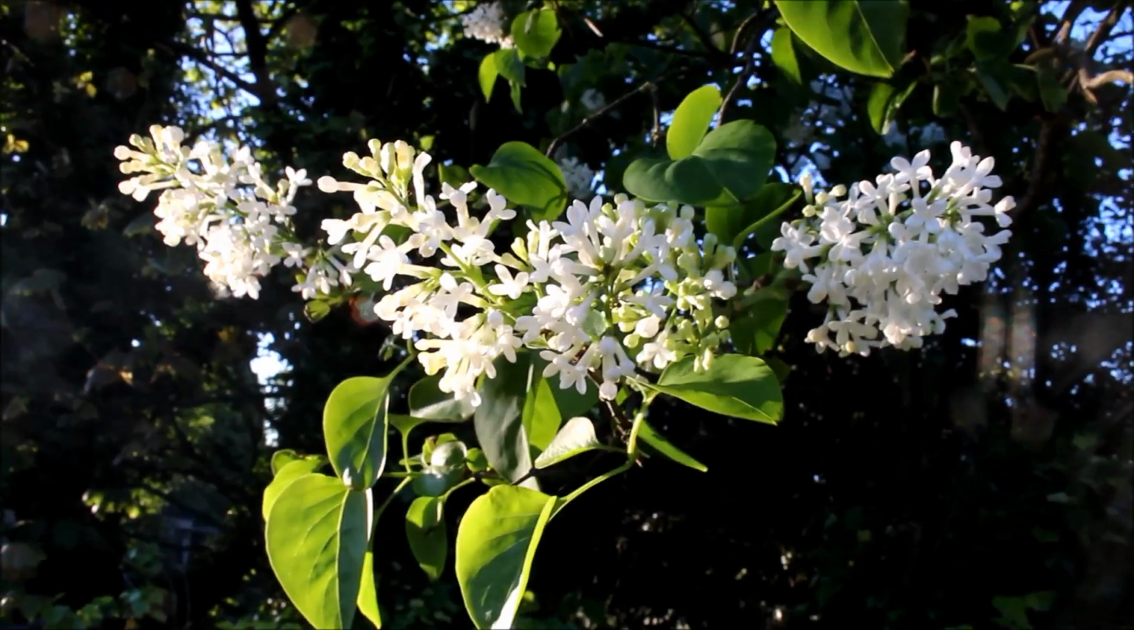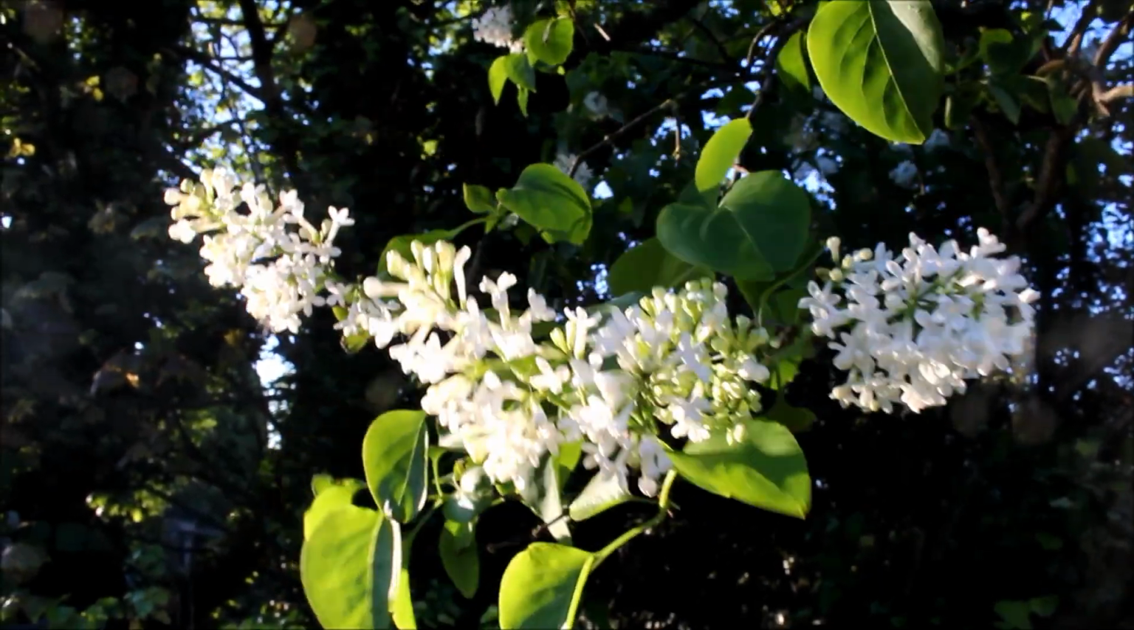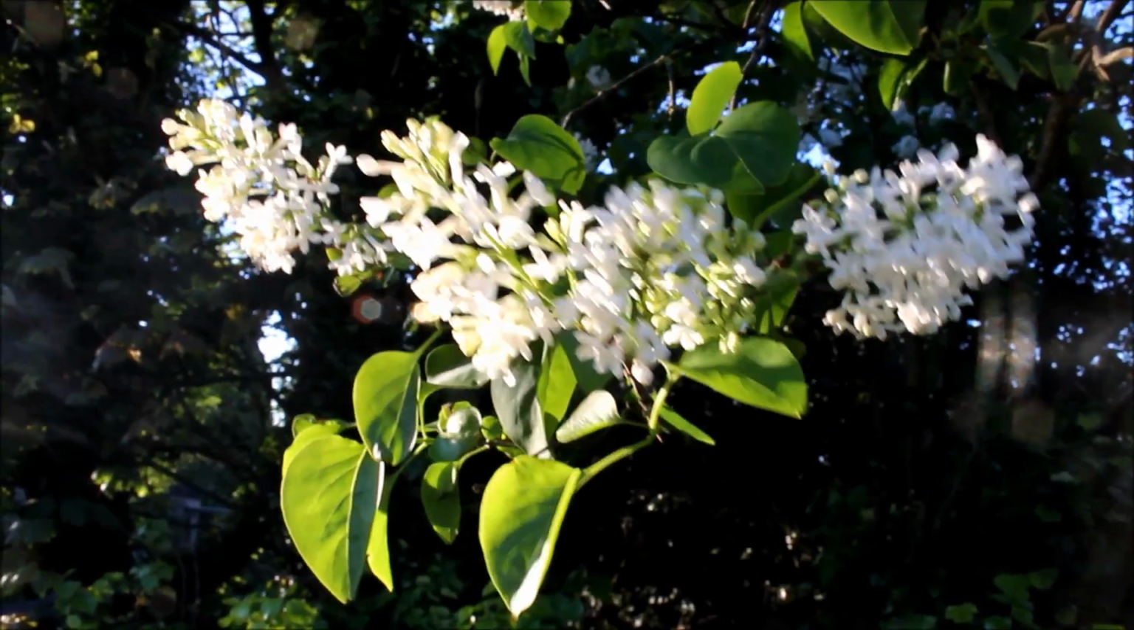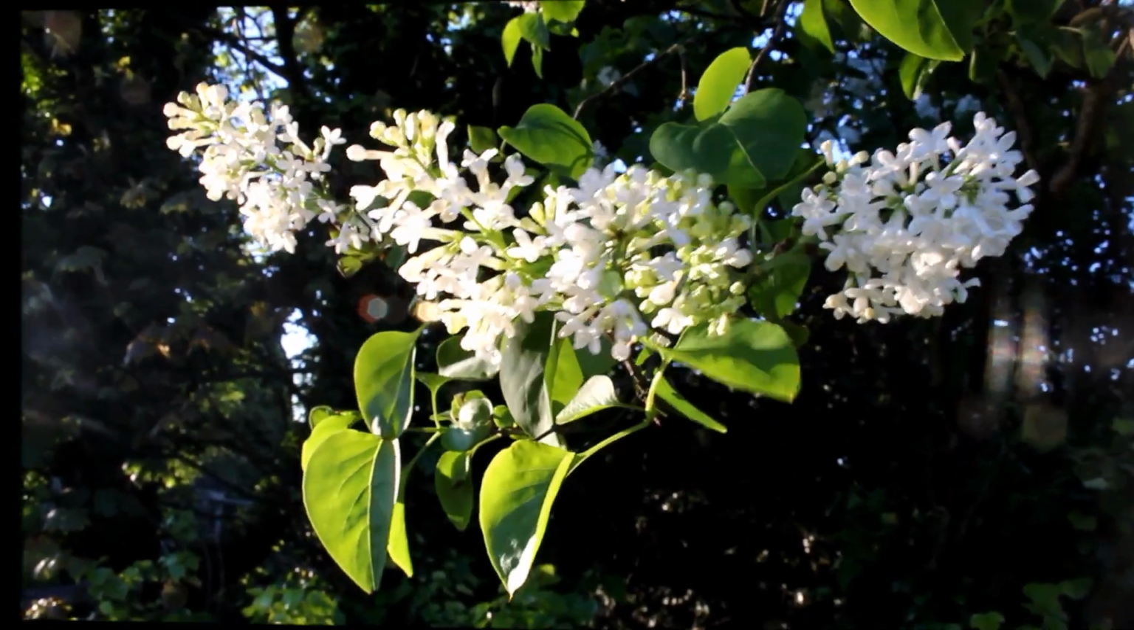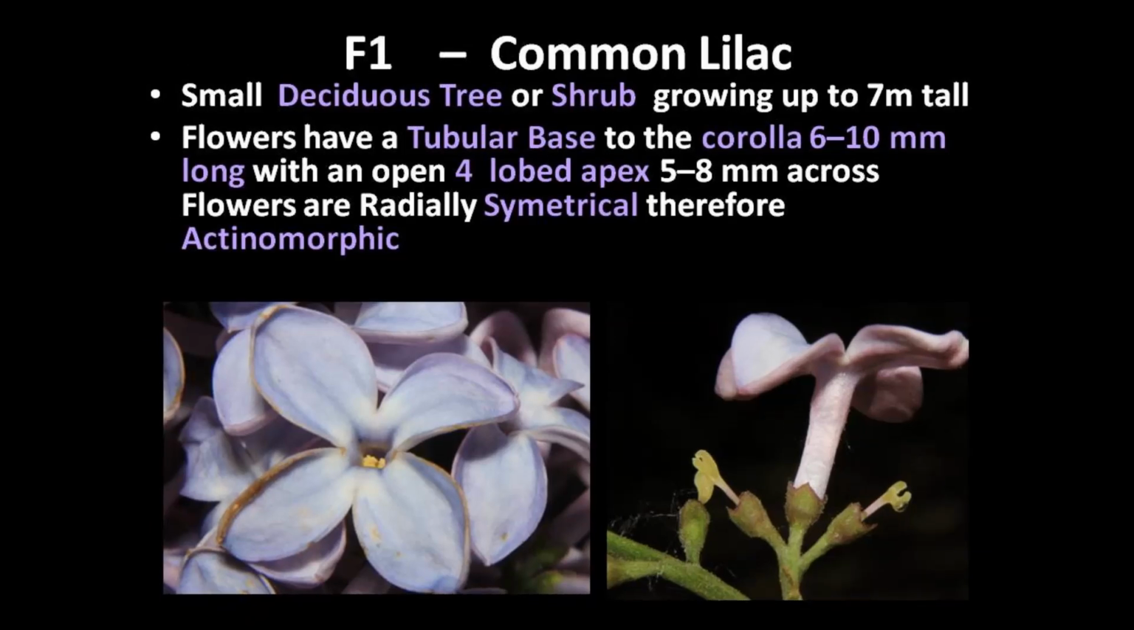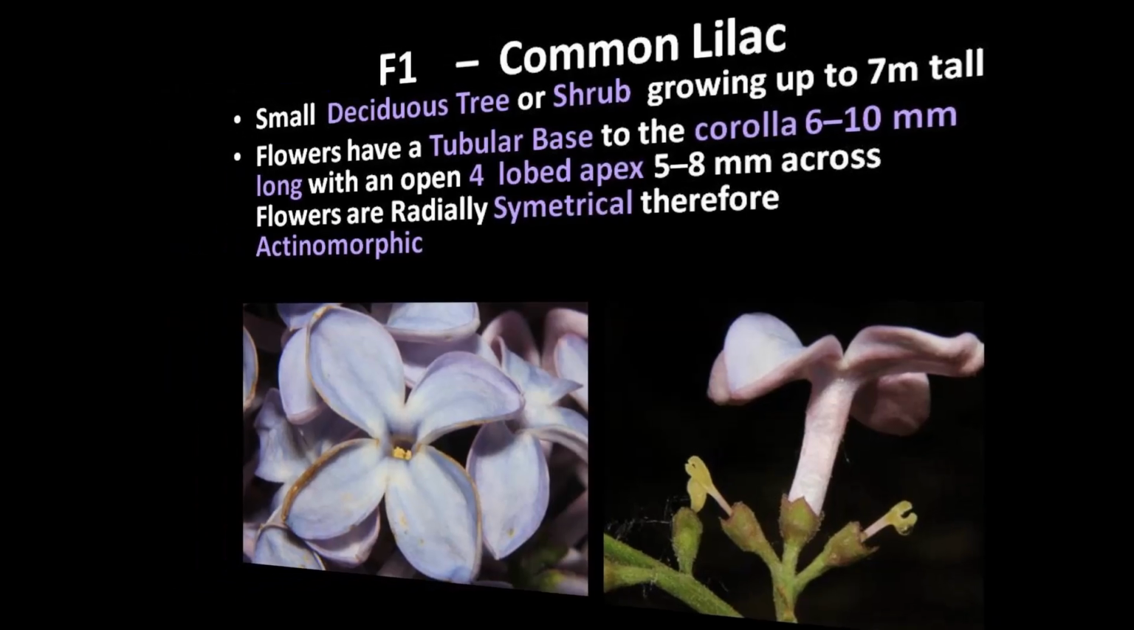So, let us do a quick recap of the descriptive botany, including a few words on the dichotomous features of cultivars. As we have seen, the common lilac is a deciduous tree or shrub, which is a perennial growing up to 7 metres or 35 foot tall. The flowers have a tubular base to the corolla of approximately 6 to 10 millimetres in length, and it has an open 4-lobed apex which is approximately 5 to 8 millimetres across. The flowers are radially symmetrical and are therefore actinomorphic.